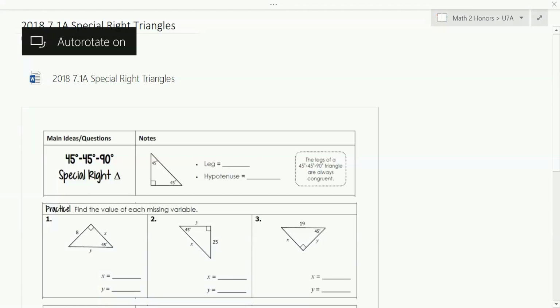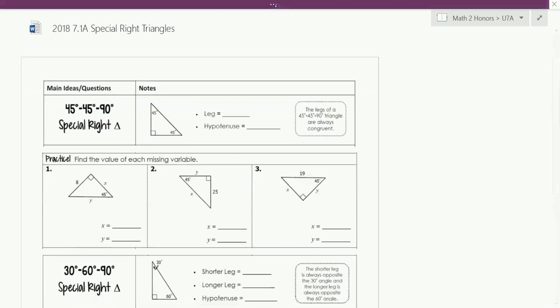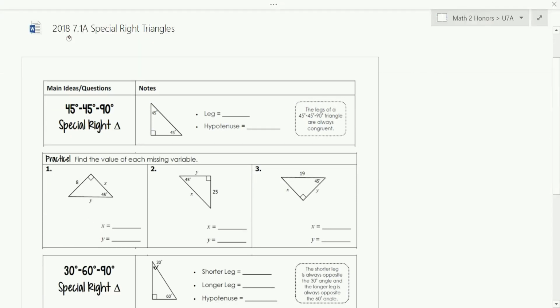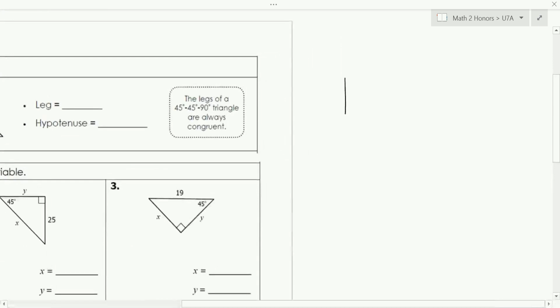Okay, so we're going to look at two special right triangles. There are only two out there. You may have encountered them before, but we have a little more background and we're going to apply that. And to introduce the first one, we're going to start with a square.